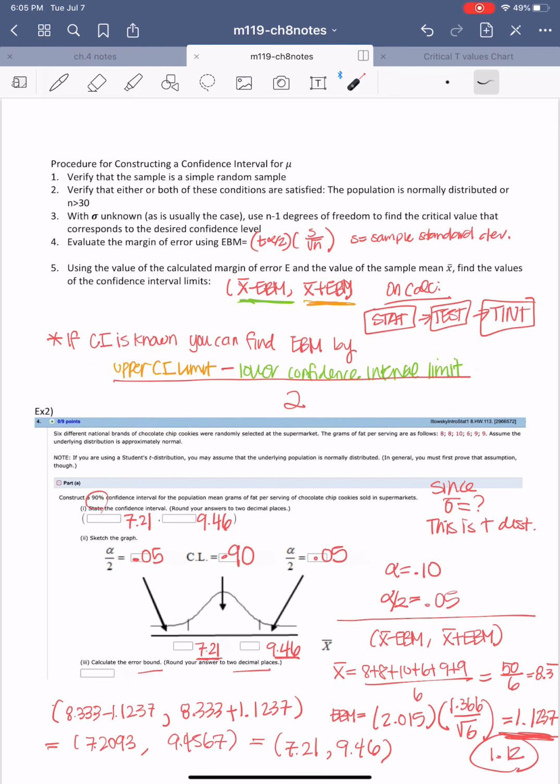Upper 9.46, take away 7.21, divided by 2. I'm getting 1.125 right there, rounding to the 2 decimal place. Okay.